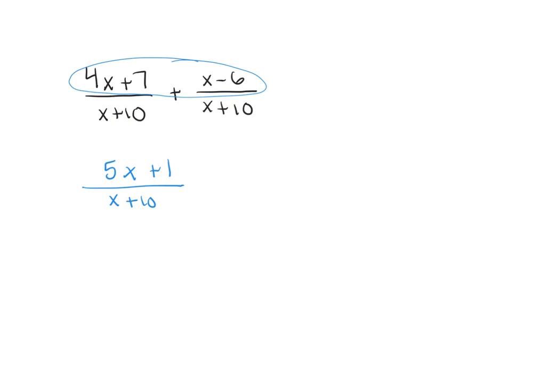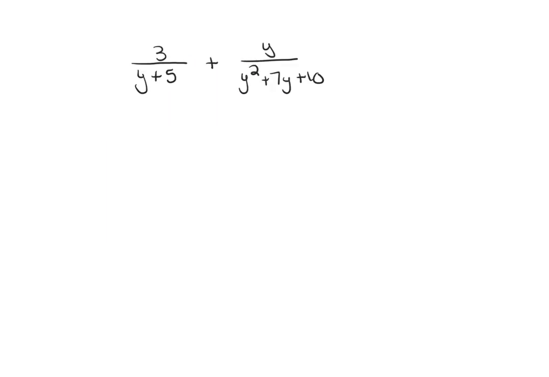After you combine, you always look to see if you can factor and cancel. But in this case, we cannot. That right there is your final answer. But now let's do an example where we do not have a common denominator. So here is a rational expression where we do not have a common denominator.